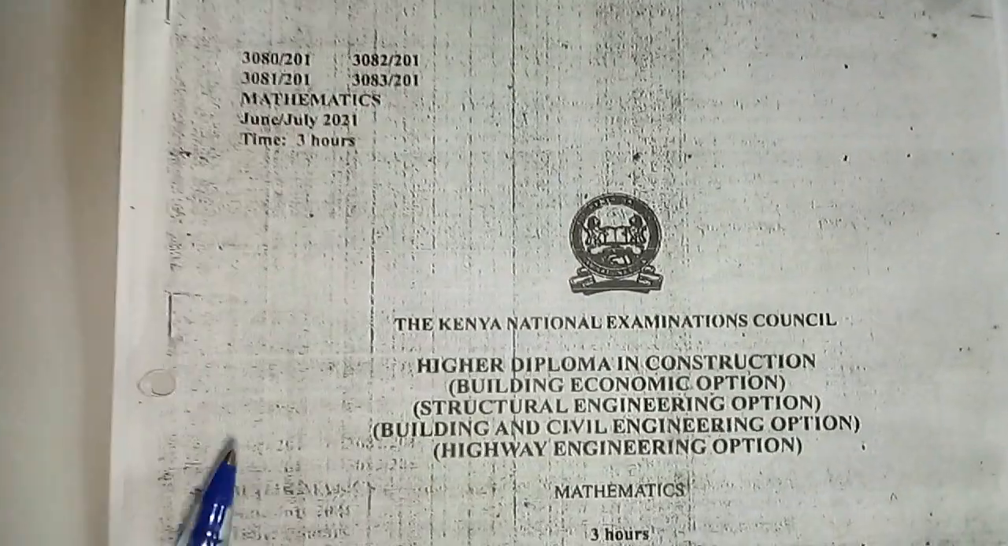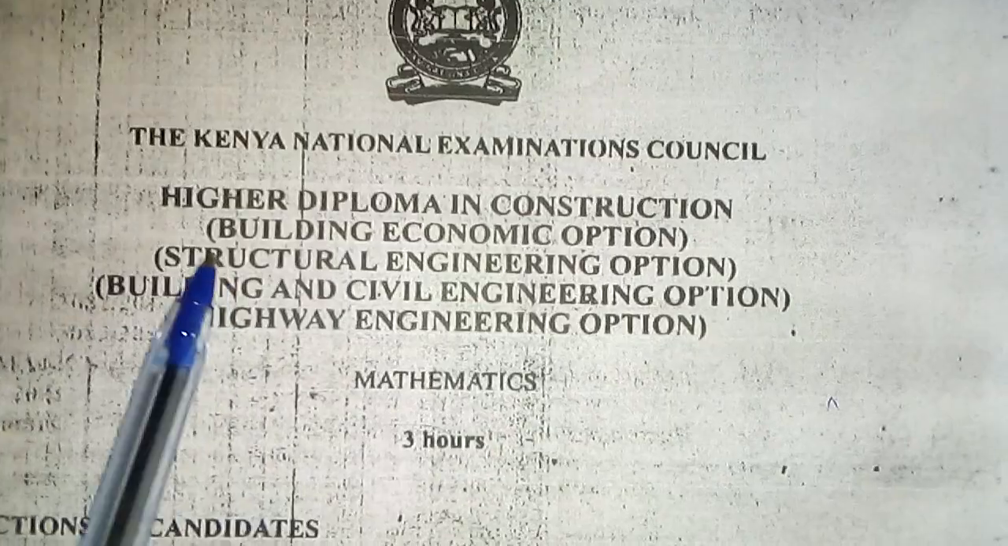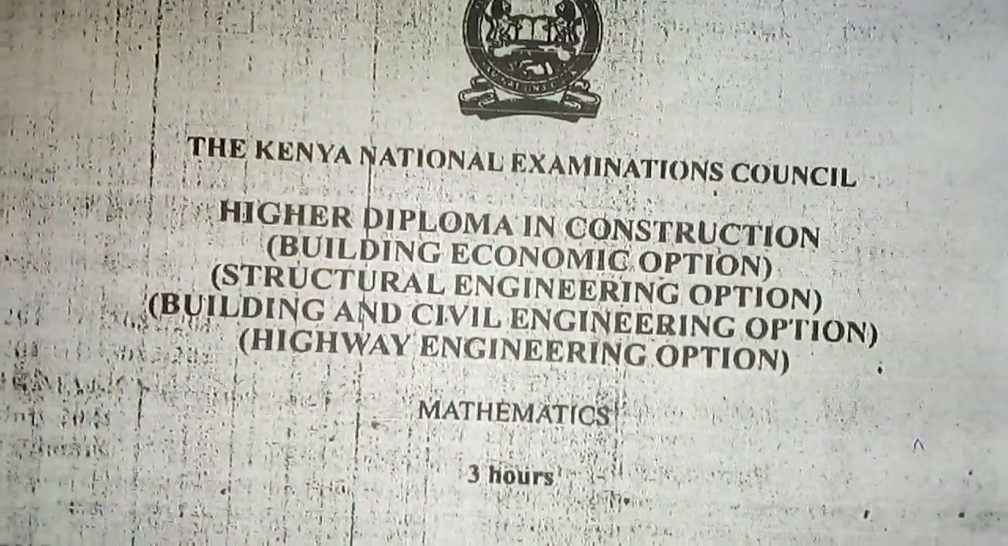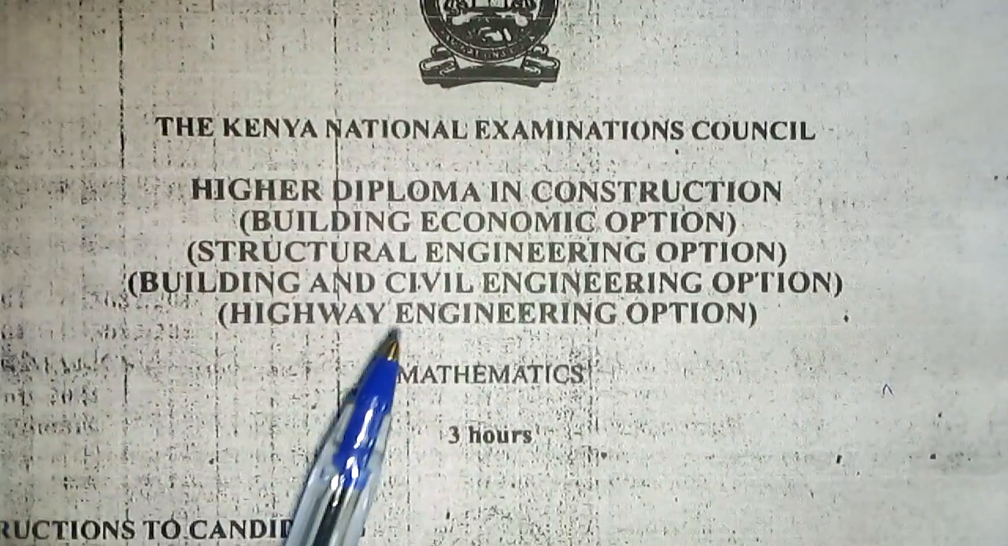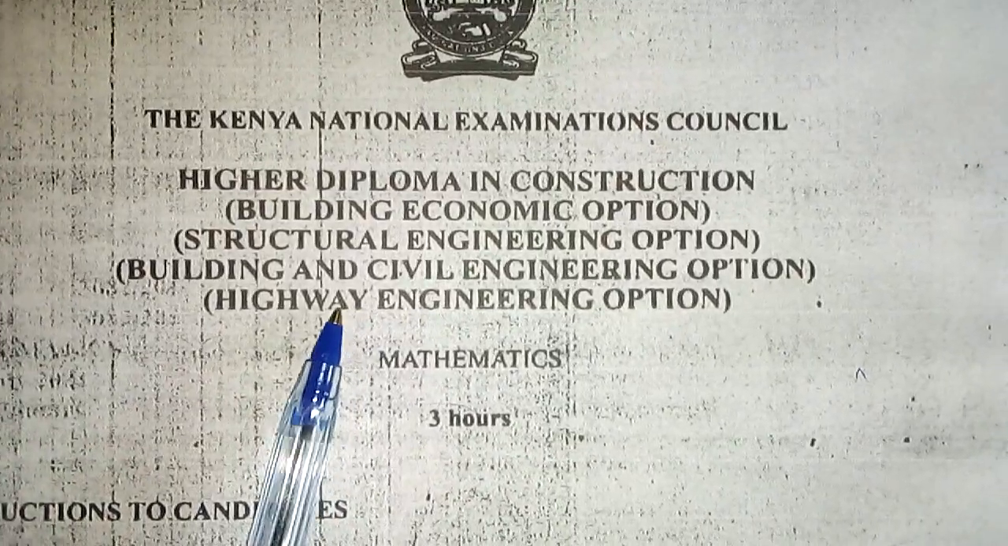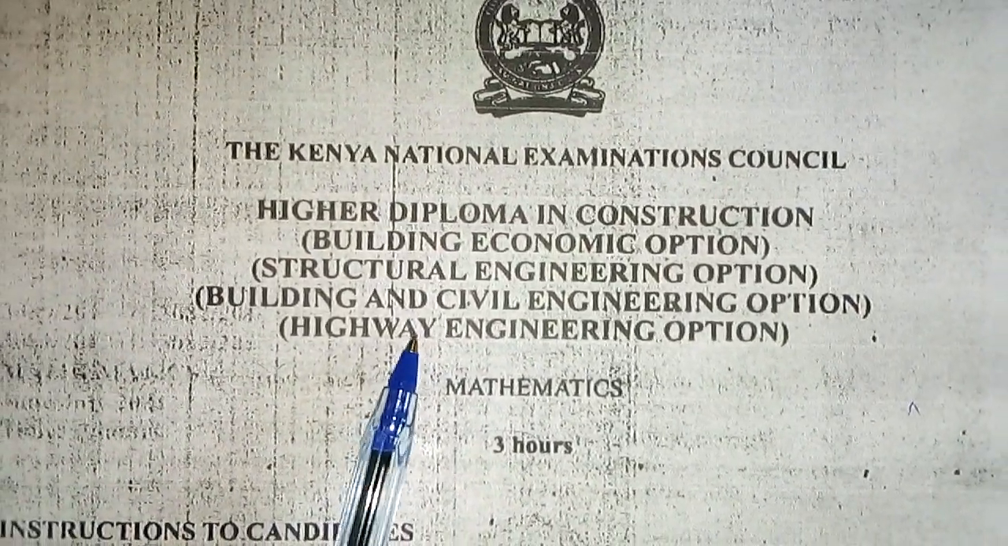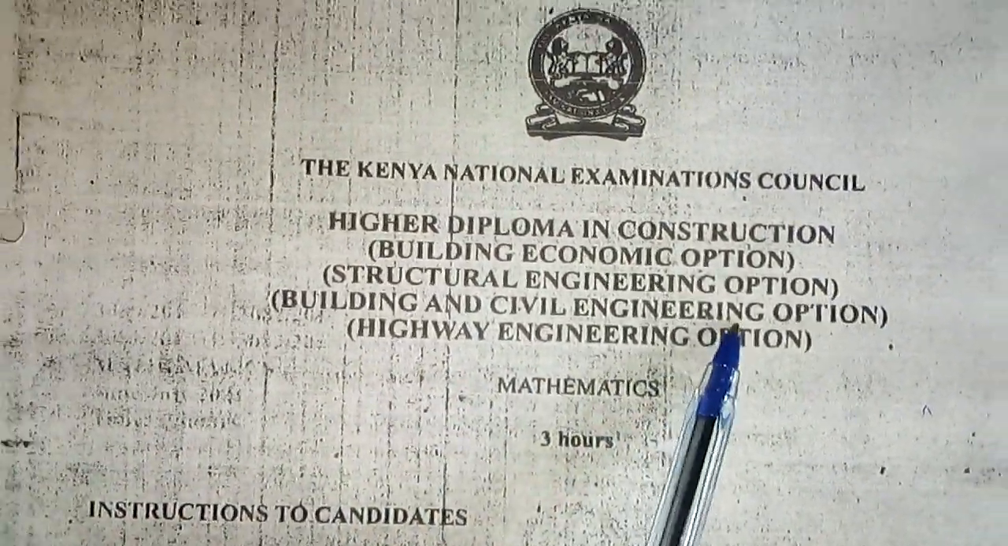Okay, now we are done with the 2x2 matrix. Let us check into NEC. This is an NEC paper. We have Higher Diploma in Construction, Building Economics option, Structural Engineer option, Building and Civil Engineer option, Highway Engineering option.